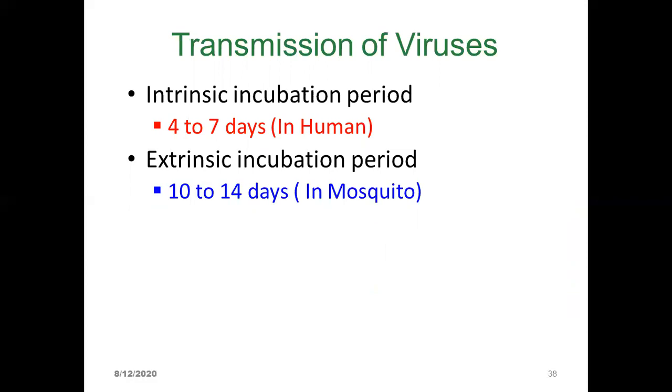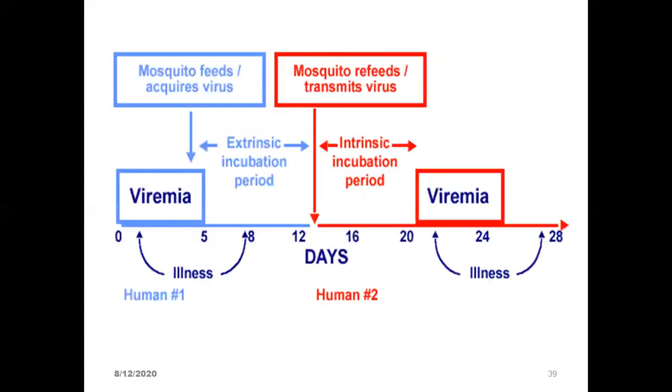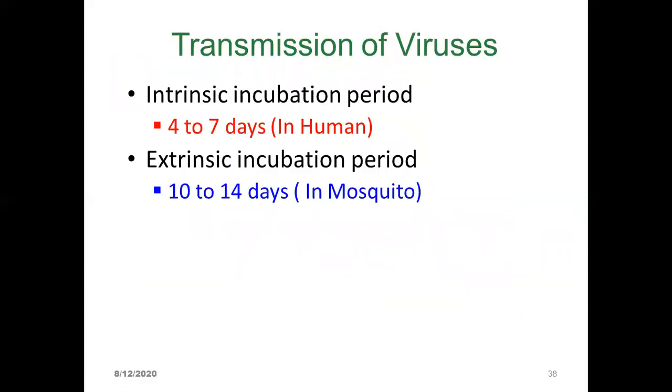We have already discussed the incubation periods. The incubation period in humans is known as the intrinsic incubation period, and it accounts for 4 to 7 days. The other one is the incubation period in the mosquito, known as the extrinsic incubation period, and that accounts for 10 to 14 days. So this is the incubation period or transmission of the dengue virus.